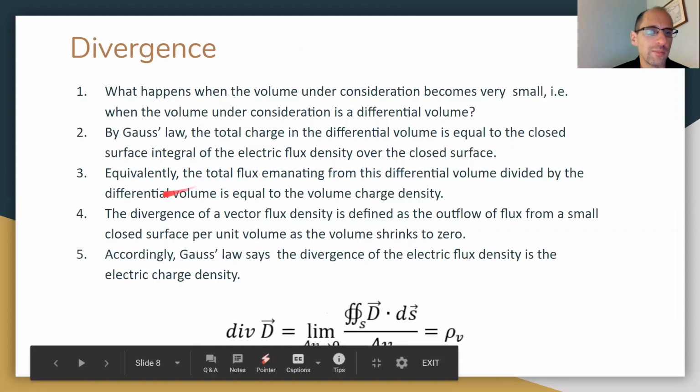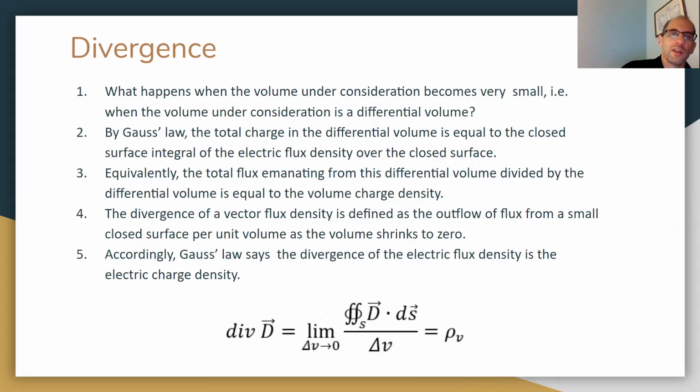So let's talk about divergence. What happens when the volume under consideration becomes very, very small? In other words, when the volume under consideration is the differential volume. By Gauss's law, the total charge in the differential volume is equal to the closed surface integral of the electric flux density over the closed surface. Equivalently, the total flux emanating out of this differential volume divided by the differential volume is equal to the volume charge density.